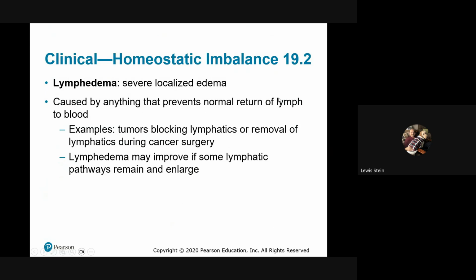So anything that prevents normal return, things that block it. Cancer surgery. Lymphedema may improve, again, because of some of the pathways, and that's why we use compression devices, just like we talked about with circulation.